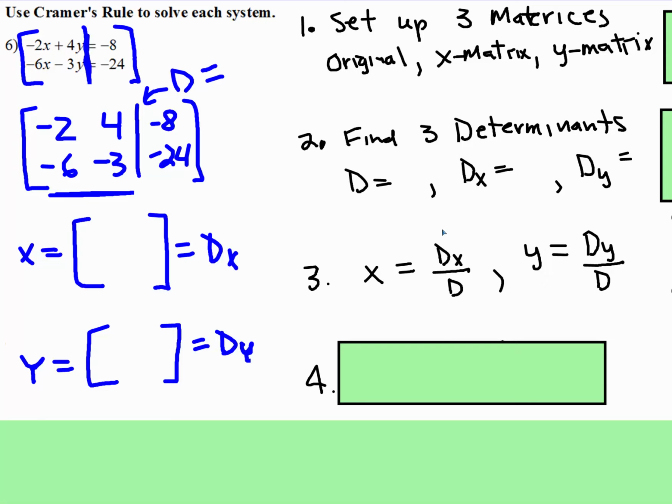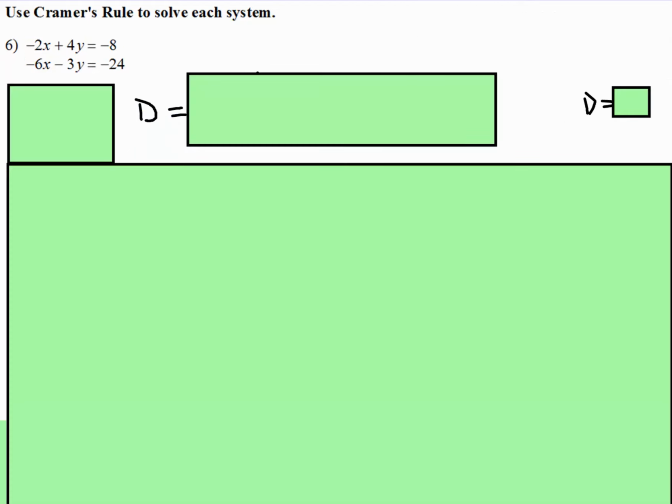The X value will be the X matrix determinant over the original determinant, and then the Y value will be the Y determinant over the original determinant. So let's see what that looks like.